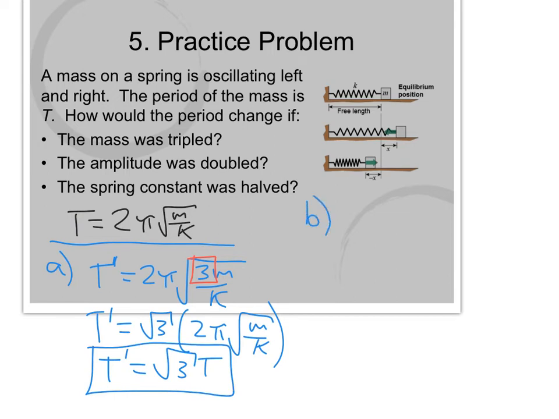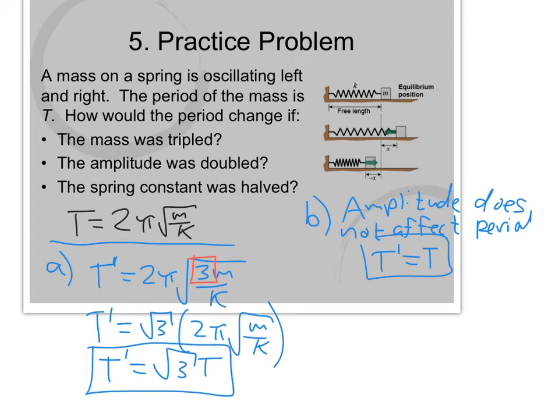Moving on to B, what would happen if the amplitude was doubled? We know, and we can see from that equation, that amplitude does not matter. It does not affect the period, and so the period wouldn't change at all here. It would still be equal to T. If you want to write T prime equals T, that's fine, or just say it doesn't change.